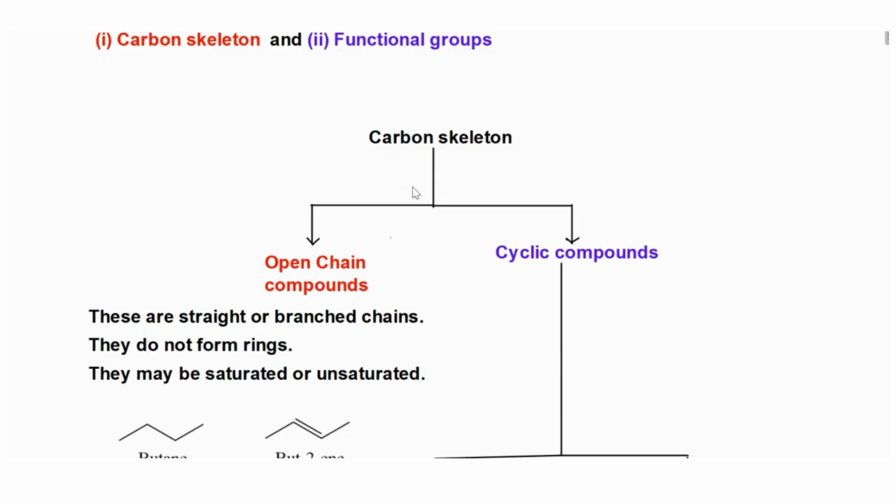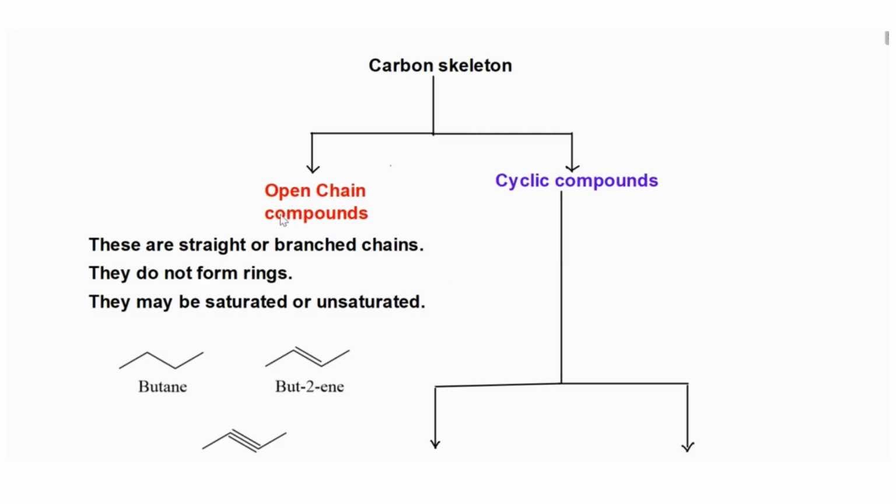Now let us talk about the carbon skeleton. Here the carbon skeleton means how the carbons are connected. Maybe you can call it the structure also. So based on the carbon skeleton, we divide compounds into two categories: open chain compounds and cyclic compounds.